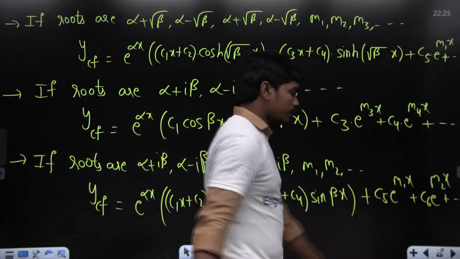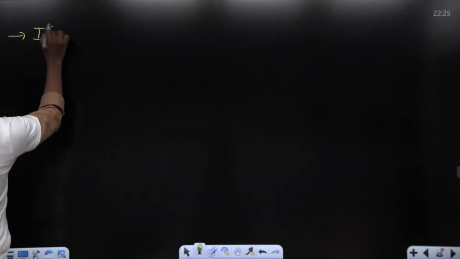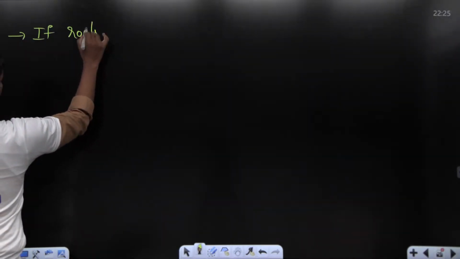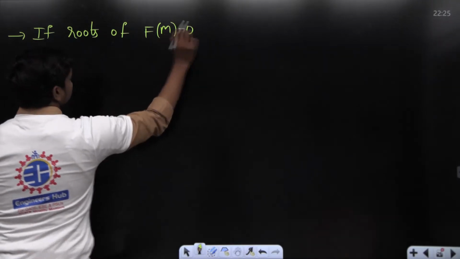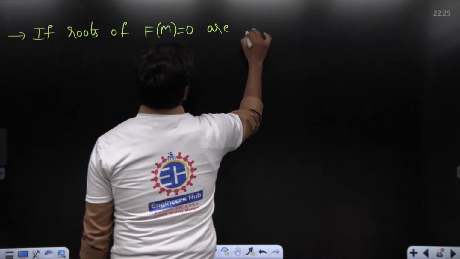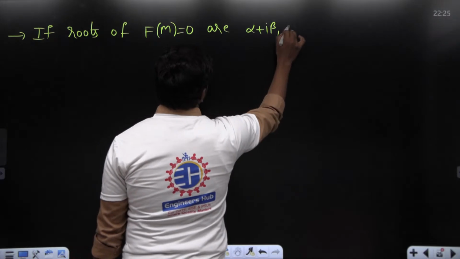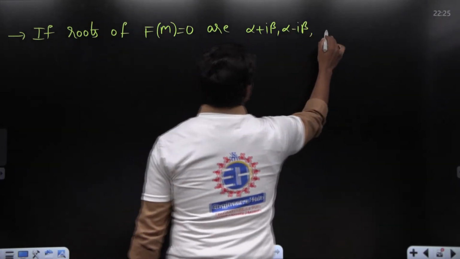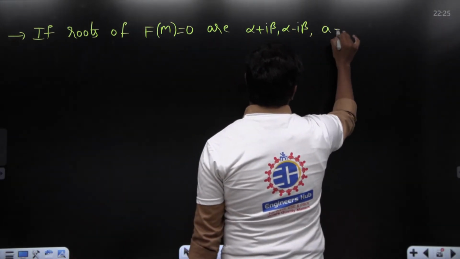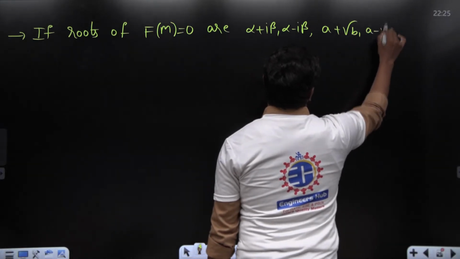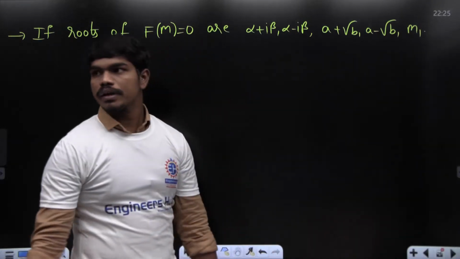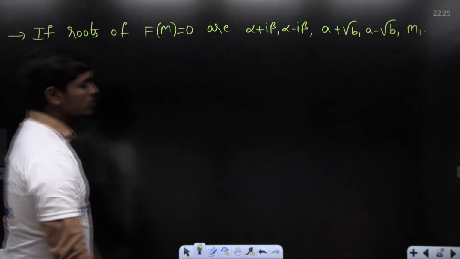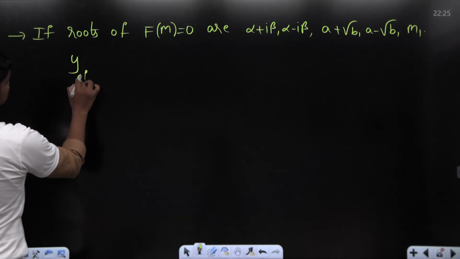Things like this. Now, I'll give you one thing. Please try to answer. If the roots of f of D or f of m equal to 0 are alpha plus i beta, comma, alpha minus i beta, then a plus, comma, a minus, and of course m1. Let us suppose this is a 5-degree polynomial. So when solving this, you will get 5 roots. Can you tell me what the complementary function for this is?